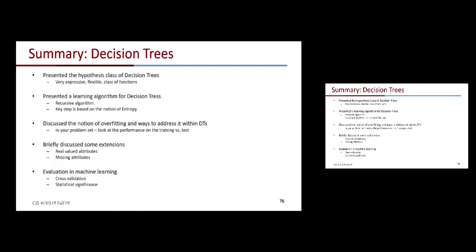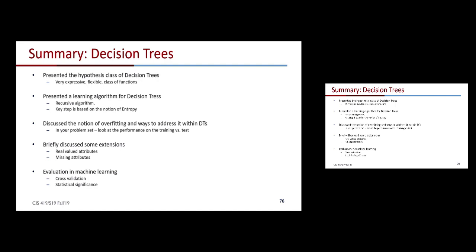Okay, to summarize. One of the important things we've done is we presented the hypothesis class of decision trees. It's very different from a lot of the hypothesis spaces we're going to see in the rest of the semester. It's a very expressive function class. It's flexible. We presented the decision tree algorithm, which is an important learning algorithm, and discussed, as one of the important detours, overfitting and ways to address it in decision trees.